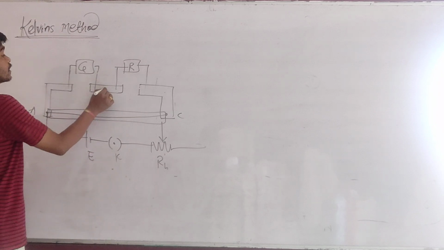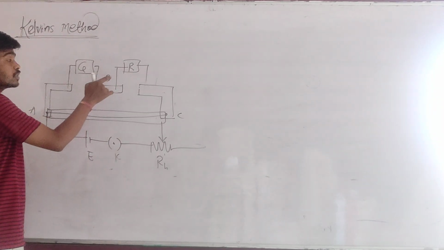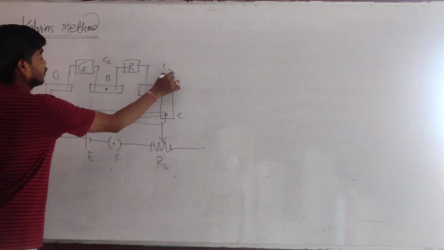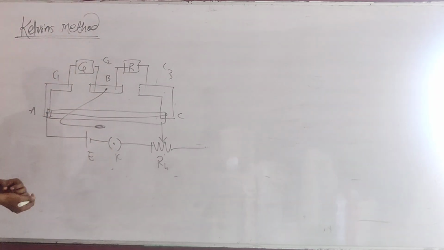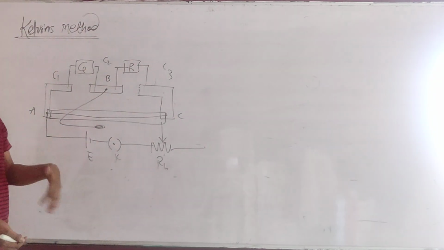Now, the jockey is connected at the central point B to the copper strip C2. The jockey is connected like this. So this is the construction of the Kelvin method. Now this whole explanation can be divided into three parts: construction, diagram, and working.